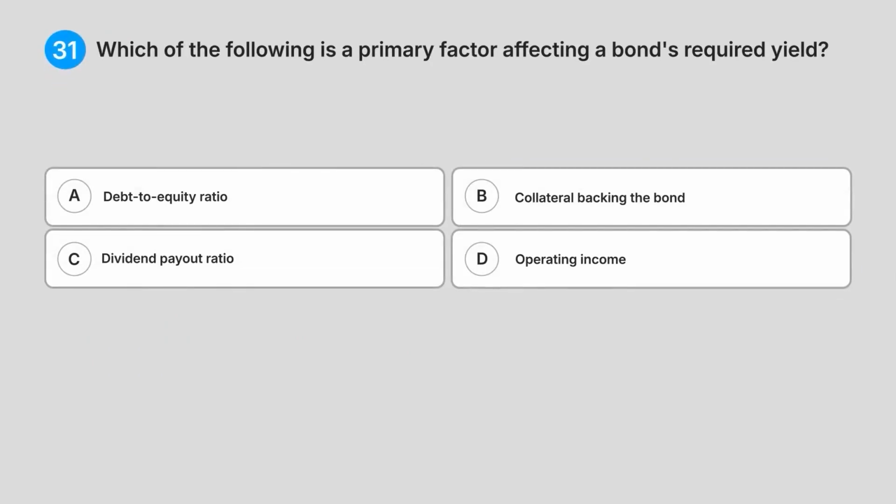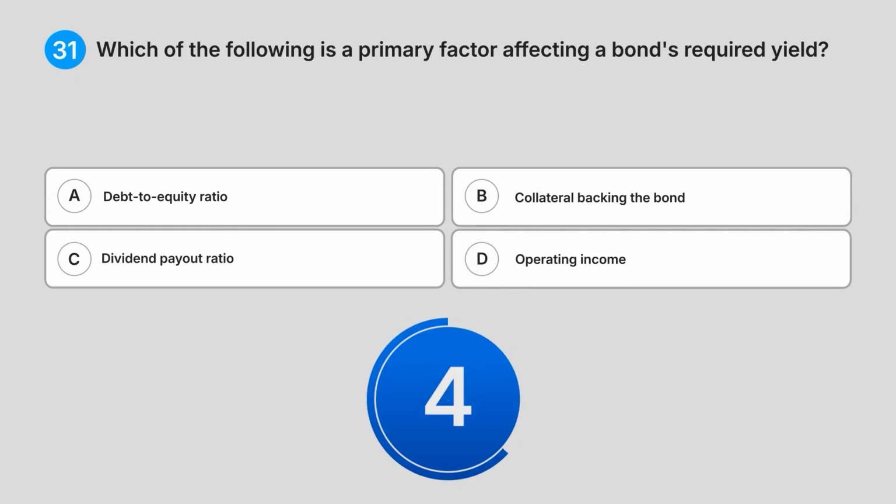31. Which of the following is a primary factor affecting a bond's required yield? A. Debt to equity ratio. B. Collateral backing the bond. C. Dividend payout ratio. D. Operating income. Can you guess the answer?